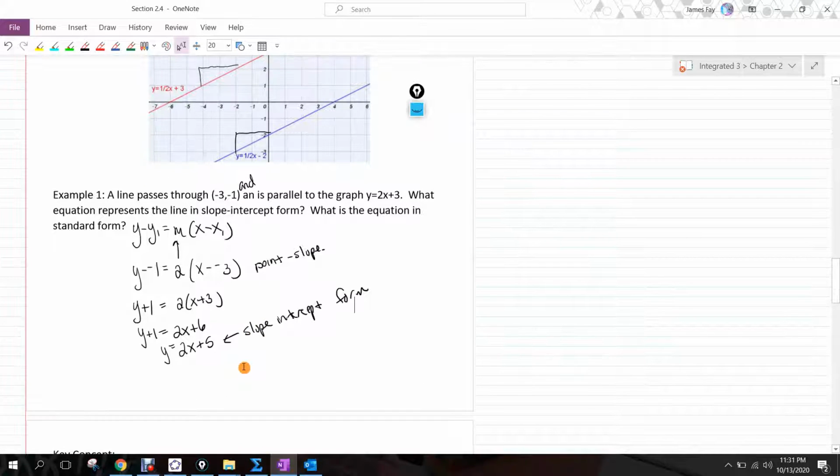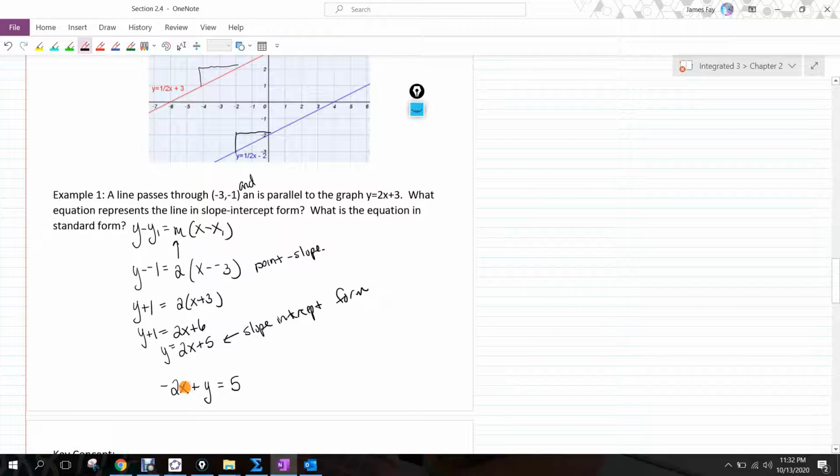Now it asks us to put this in standard form as well. Standard form would be that the x and y are on the same side. So I'm just going to move this 2x over. So we write this as negative 2x plus 1y equals 5. Okay, now I'm okay with that.